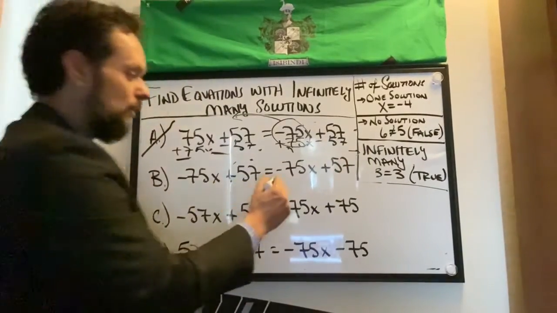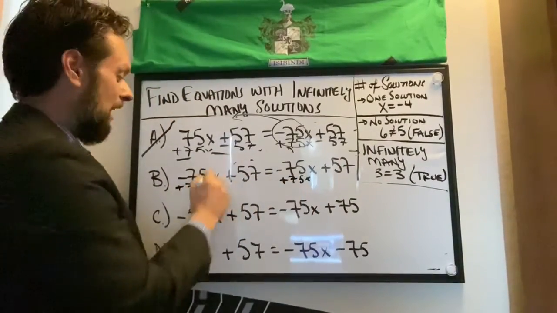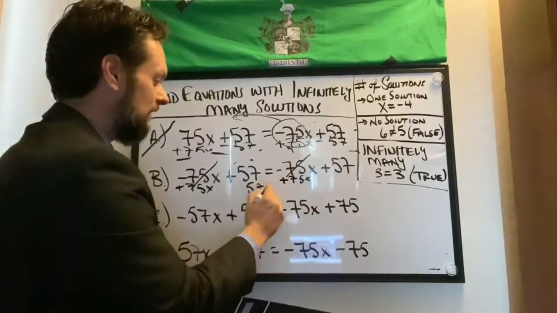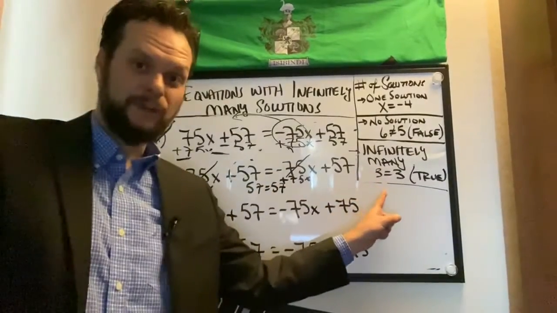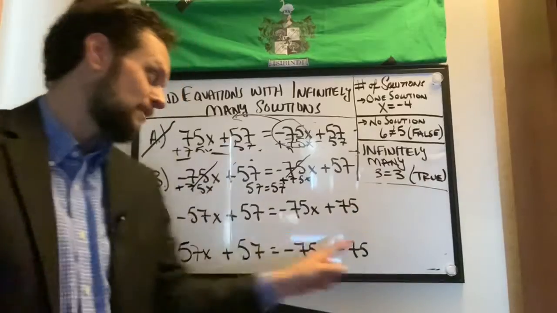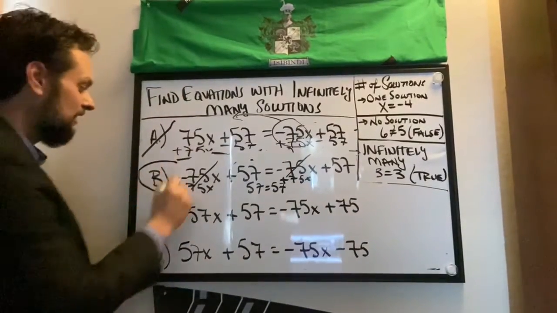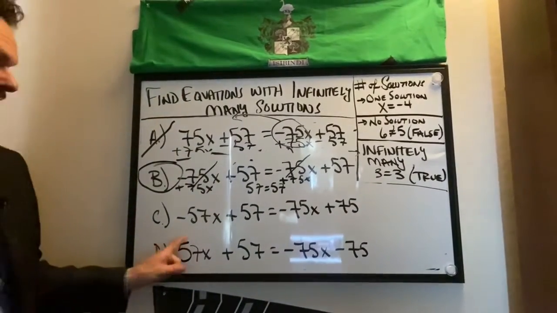I'm going to walk through it real quick. If I add 75x, I'm left with no variables, and I have 57 equals 57. Which is exactly what we had over here. We had 3 equals 3, and it's a true statement. That's a true statement. So yes, this is one that's infinitely many solutions. Let's look at this guy.